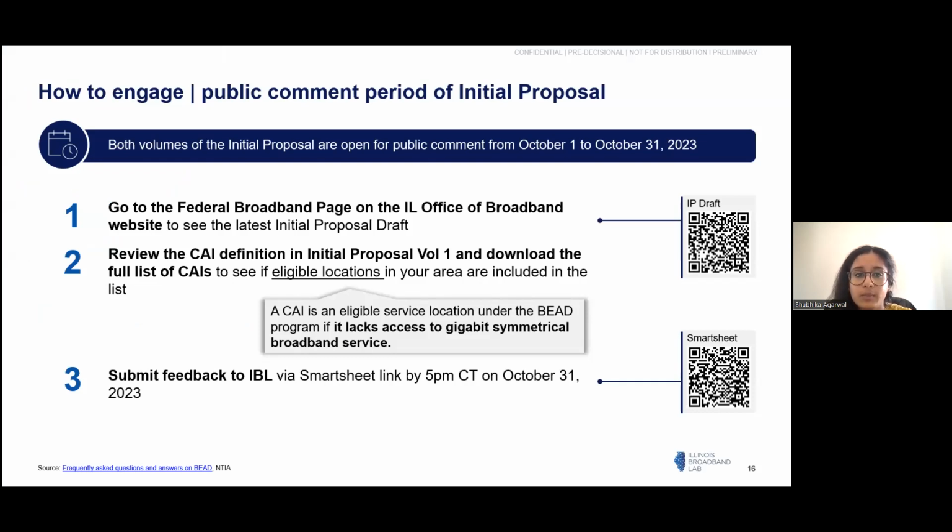So during the public comment period, as I mentioned, we have a federal broadband tab at the Illinois Office of Broadband website, which has links to the initial proposal Volume 1 and Volume 2. And there's also the list of eligible CAIs on there, and also all the other CAIs that we have identified across the state. So you can take a look at that, review the information, and share your comment. There's a link to a smart sheet where you can actually type in which volume of the initial proposal you're submitting comment for, and then share your feedback. So we have QR codes here that you could scan, but we'll also be following up with links to the website as part of the email that we share out later.